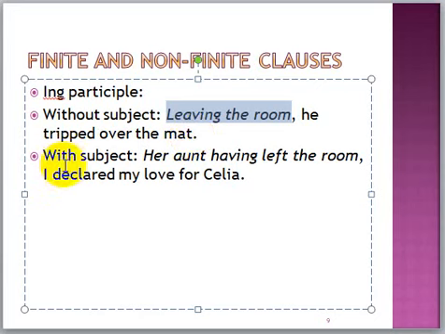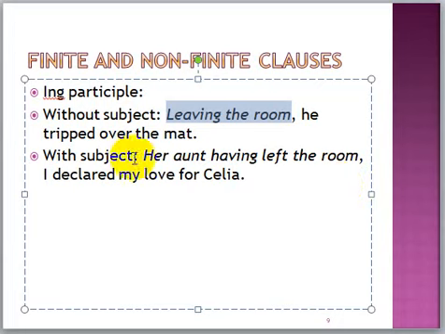Now the second type, which is with a subject, her aunt, this is the example: "her aunt having left the room, I declare my love for Celia."